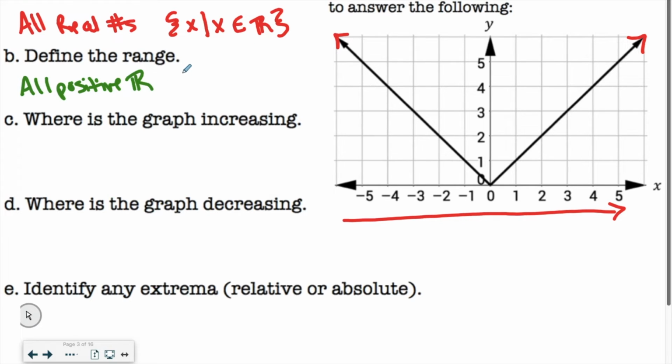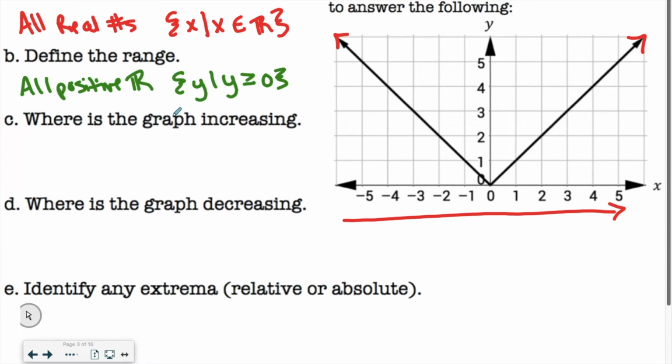And so you're going to write that with your brace again, but this time we're writing y because it's range. So y such that y is greater than or equal to 0, because it doesn't go below the x-axis line into the negative y values, it stays above. So y such that y is greater than or equal to 0, and then you put your braces around each side.